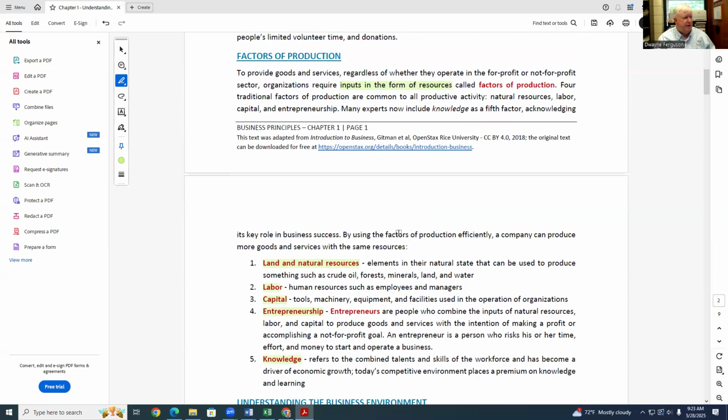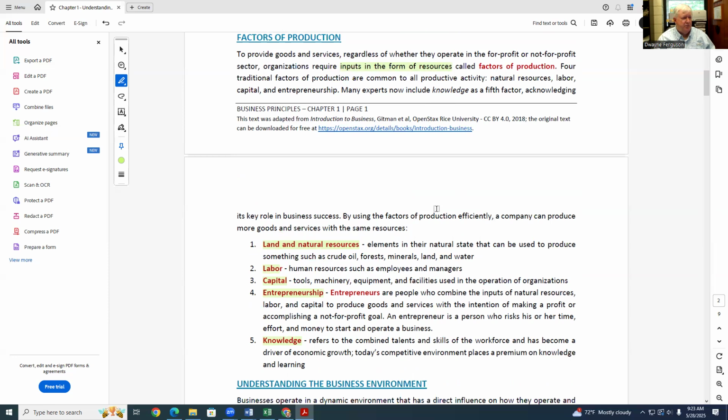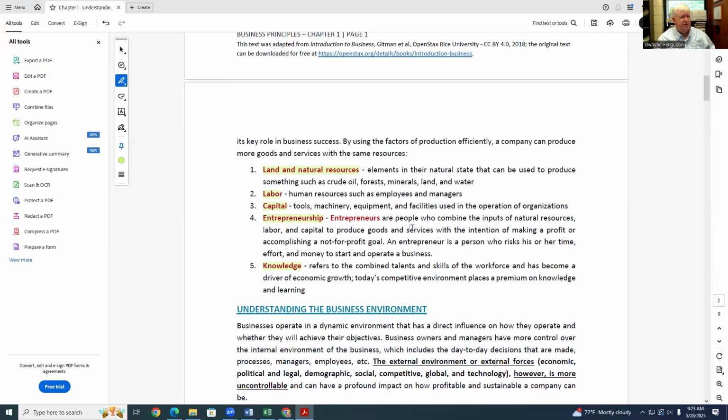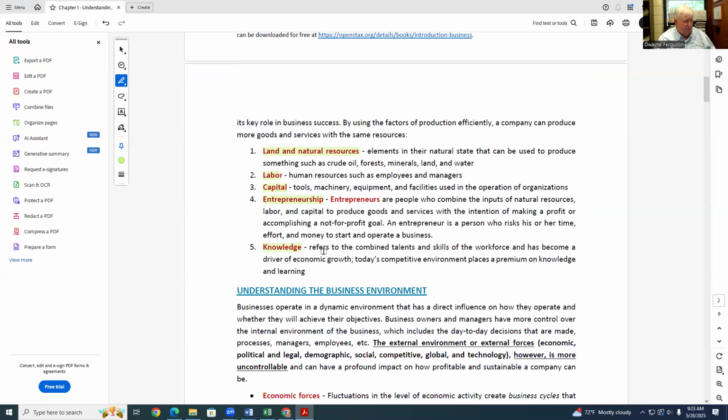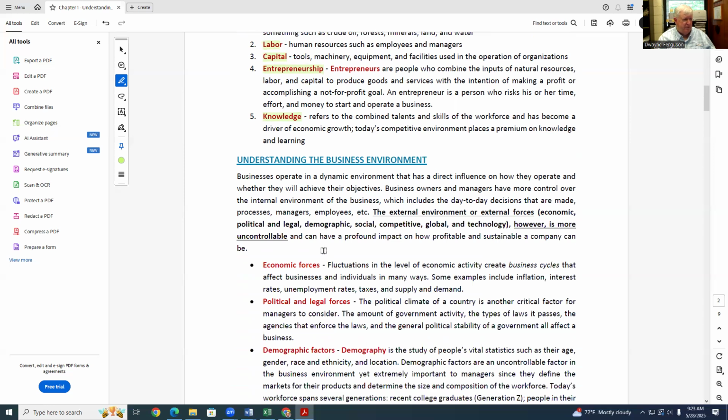Okay, so if I ask you a question about what are the inputs, or what are the factors of production that we would need to have to make a business successful, you can go back through this little section and reread those 5 factors of production.